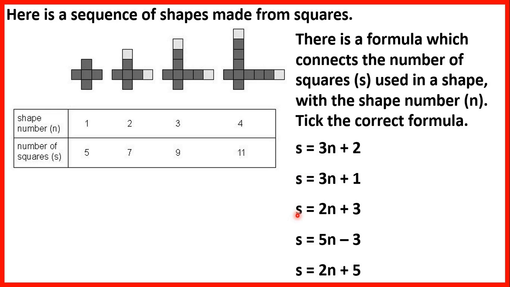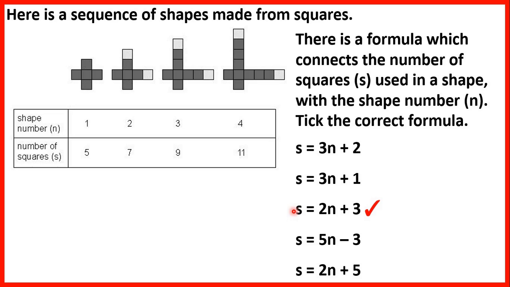So let's try s equals 2n plus 3. If n is 1, that's 2 times 1 plus 3, so that's 5. If shape number 2, that's 2 times 2 plus 3, 2 times 2 is 4, plus 3 is 7. If n is 3, 2 times 3 is 6, plus 3 is 9. And if n is 4, 2 times 4 is 8, plus 3 is 11.